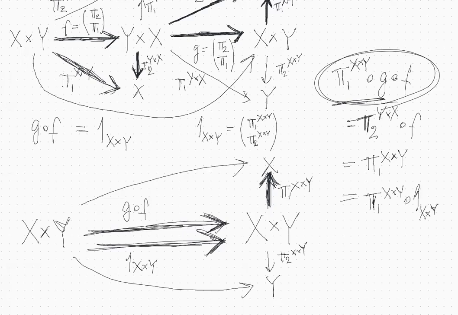So they both equal the same morphism. That's the one that would have been displayed here. Let's actually write this down. So pi1 composed with GF, I'm now not writing the superscript anymore, equals pi1.